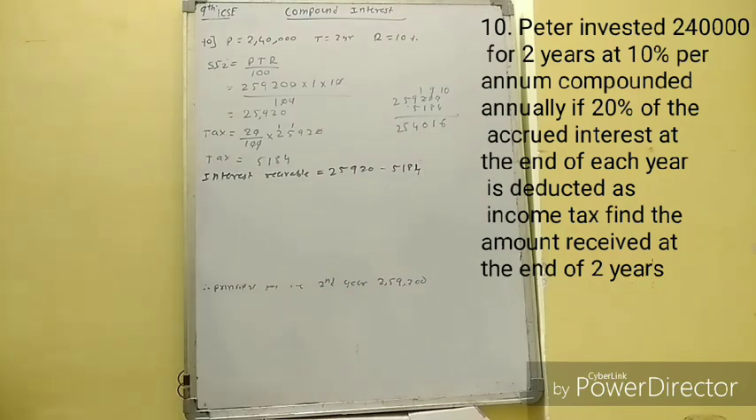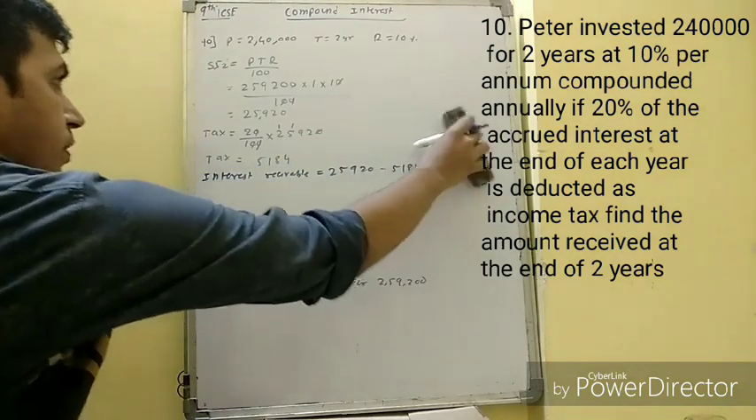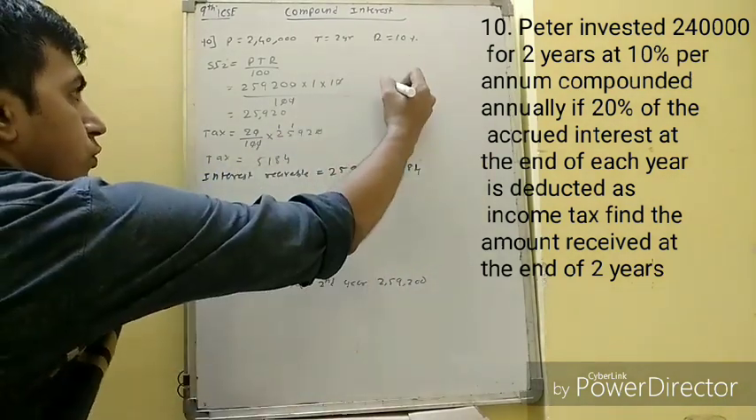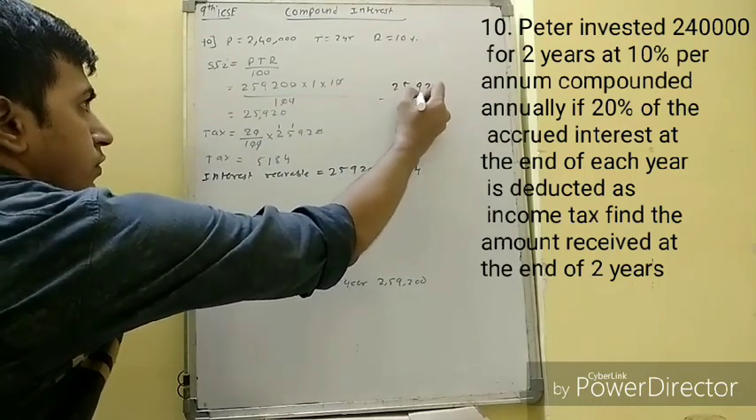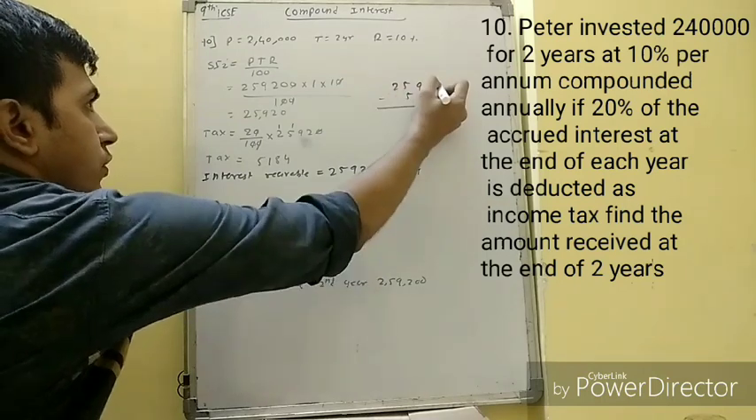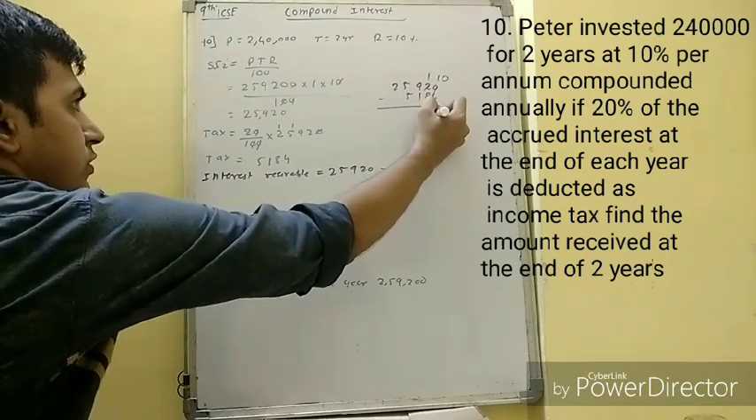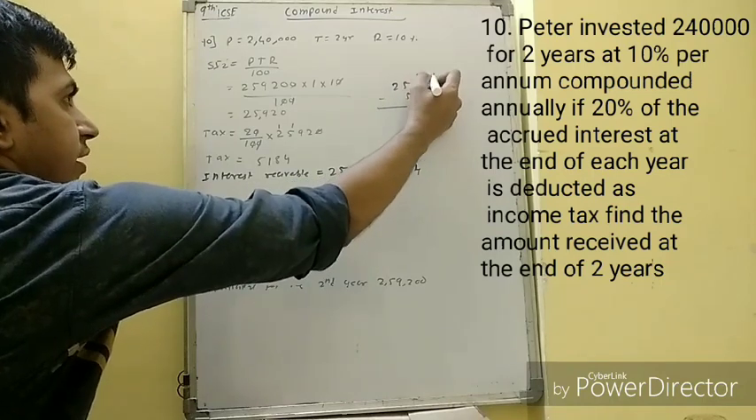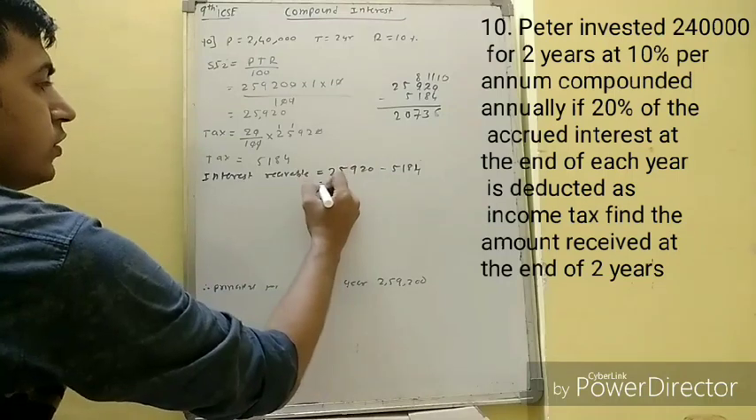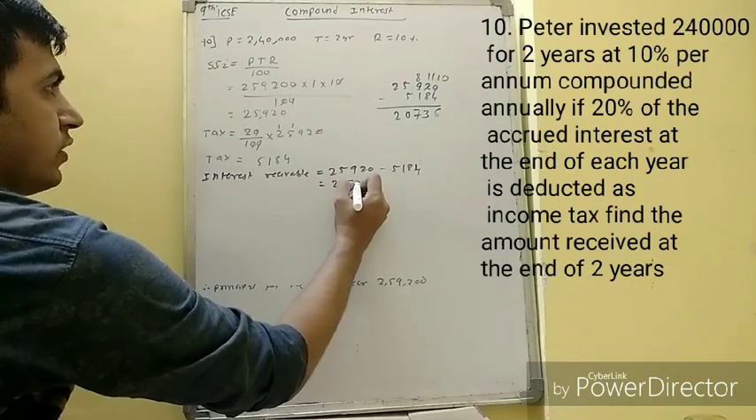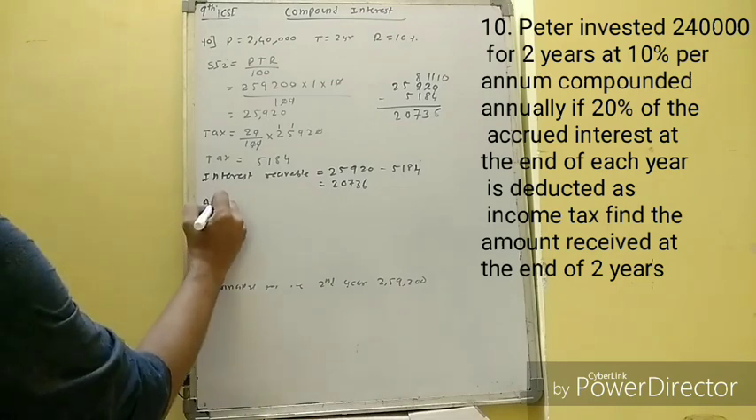So where is the duster? So 25,920 minus 5184. So this is 10, this is 1, so it is 6, 11 and 8. So we have 3, 7, 0, 2. So it is 20,736. Okay.